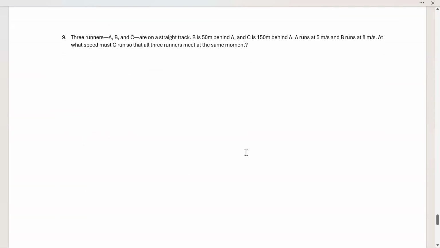Three runners A, B, C are on the street track. B is 50 meters behind A and C is 150 meters behind A. This is the track. A is somewhere here. B is 50 meters behind A. Let's say B is here. And C is 150 meters behind A. So this is 50 and C is here. So this is 100.